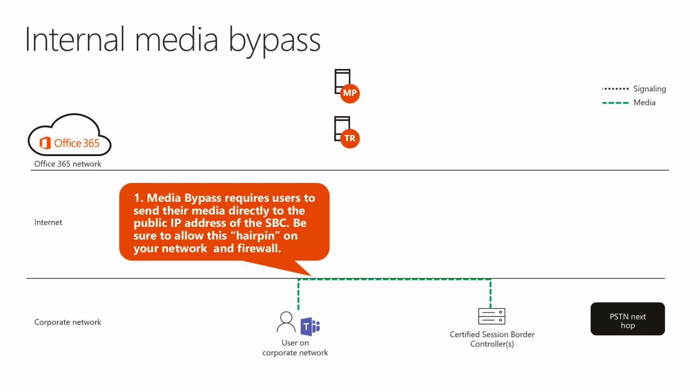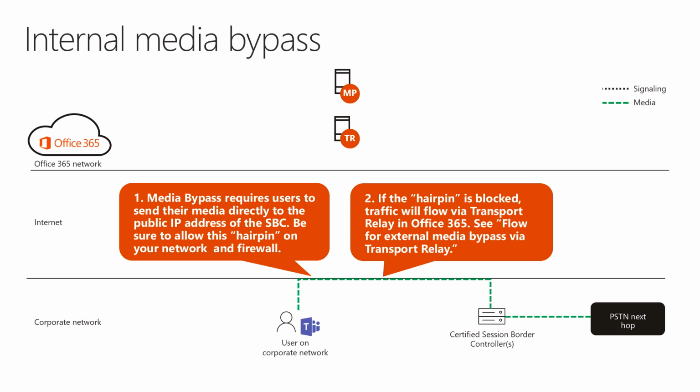This, however, requires the user to be able to connect directly to the external IP address of the SBC, which means you need to allow this kind of hairpin on your firewall, where the client needs to be able to send traffic outside so it then can come back in again to the public IP of the session border controller. If, for whatever reason, this hairpin is blocked, the traffic needs to flow via transport relay in Office 365. And we're going to look at that in one of the next slides.